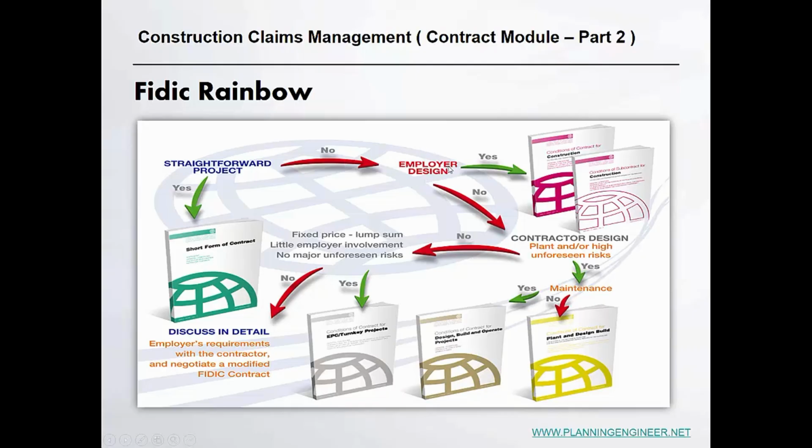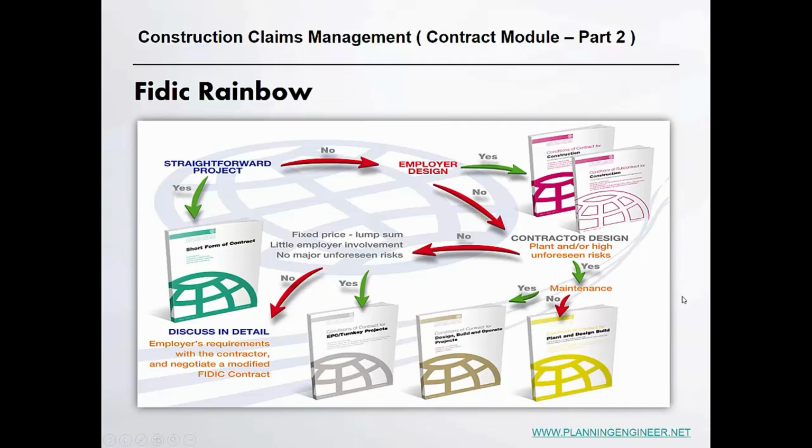Is it employer design? If yes, you can go directly to the red book. If no, you have to answer another question now. Contractor design. This is for plans or high unforeseen risks. If you have maintenance, then you will go to the gold book. If you don't have maintenance, you go to the yellow book. However, if you have a fixed price, lump sum, little employer involvement, no major unforeseen risks, then you can use the silver book. Or if no, you need a further discussion in detail.